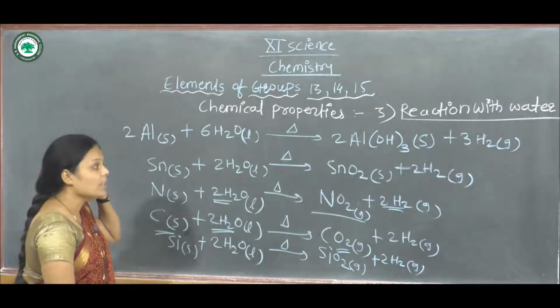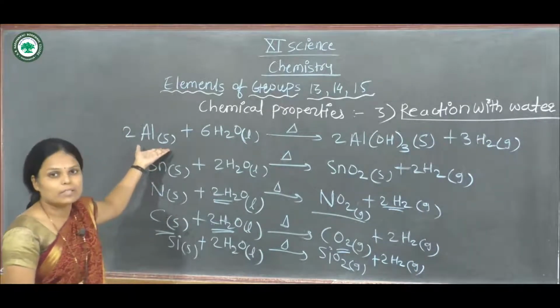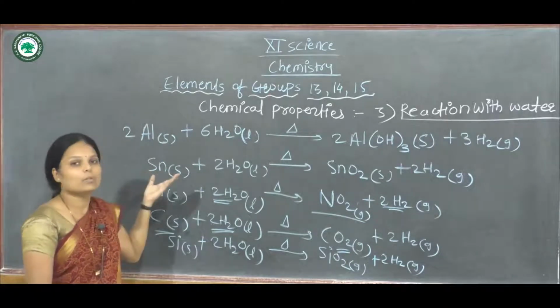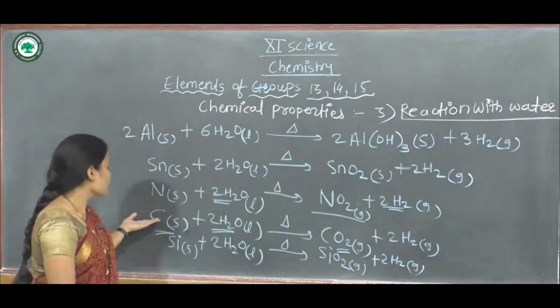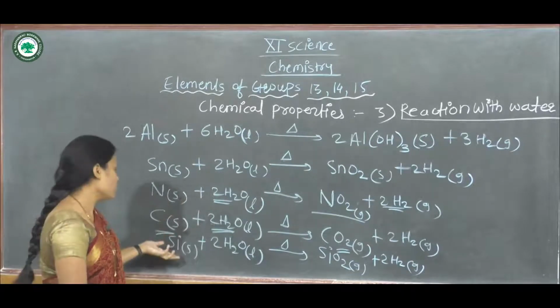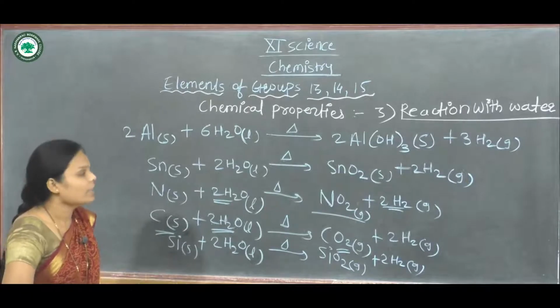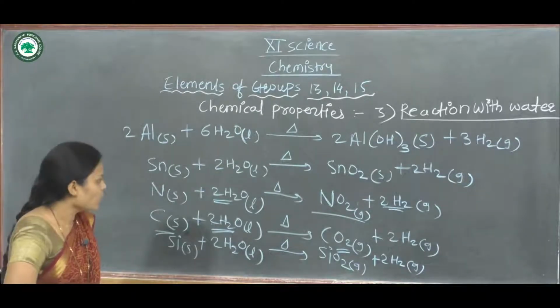Now here is aluminium. We know that it's in group 13. Now tin is in group 14. Carbon is also a group 14 element, silicon is also a group 14 element, and all of these elements react with water to form oxide molecules.